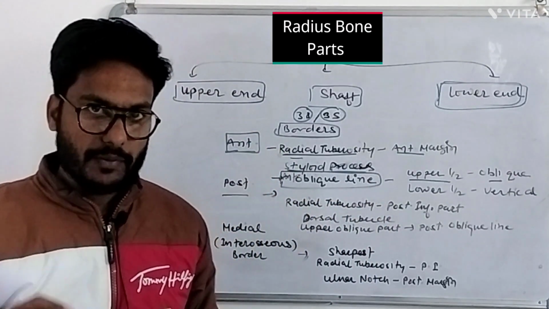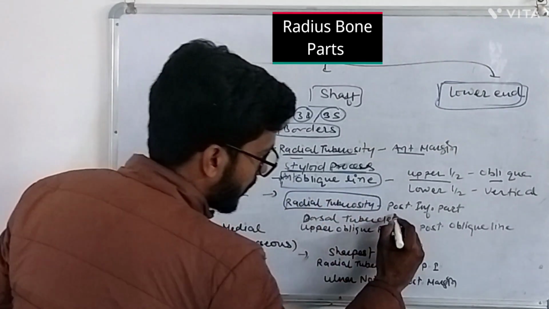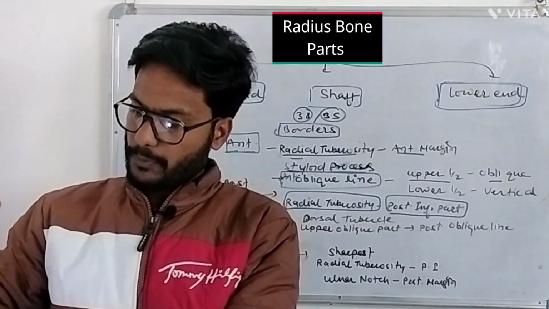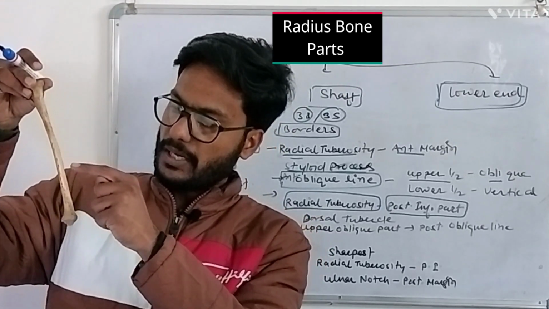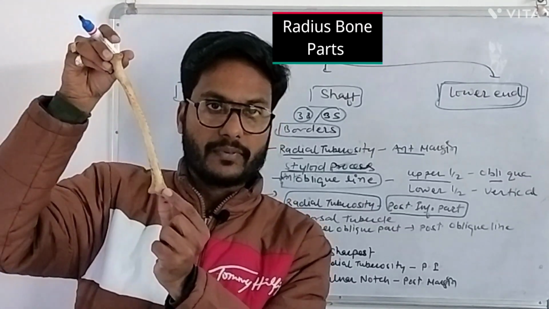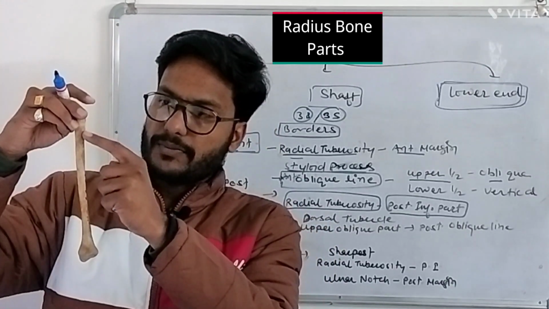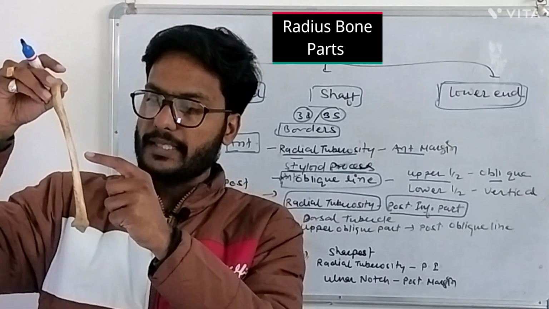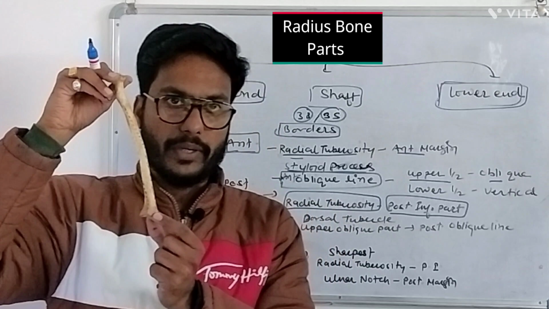Next is the posterior border. Posterior border again starts from the radial tuberosity but on its posterior inferior part. तो अब जब इसका posterior inferior part देखते हैं, ये posterior inferior part से start हो रहा है and then it goes to the lower end and this tubercle. So this is the posterior border of this radius. Posterior border starts from this posterior inferior margin of this radial tuberosity and then goes to the tubercle, which is situated on the posterior aspect of the lower end.